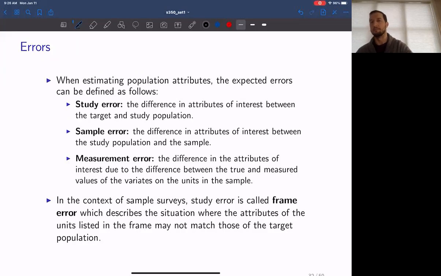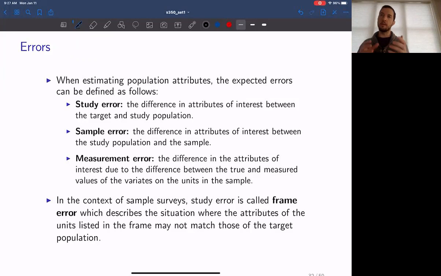So what is the basic idea here? The study error or the frame error can occur when the frame and the target population don't align. That's the idea. So if we have a target population over here, and our frame starts in the middle and then has a large part that's outside of that target population, and we end up sampling from the part outside, that of course is going to create error. So the study error is an issue with how the frame and the target population align, essentially.